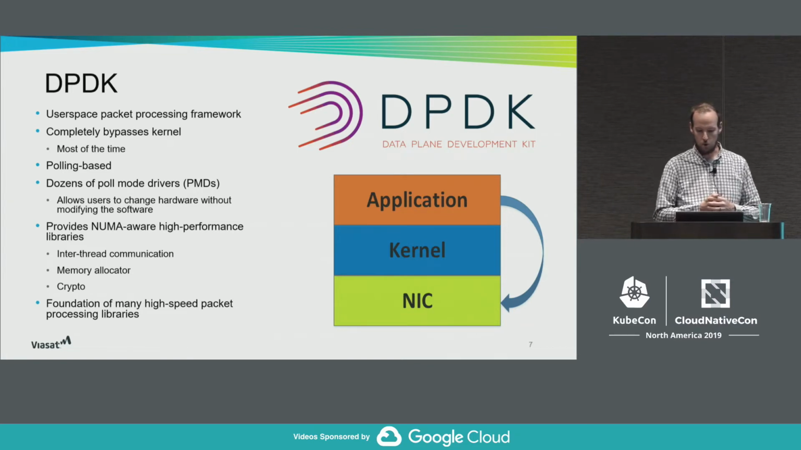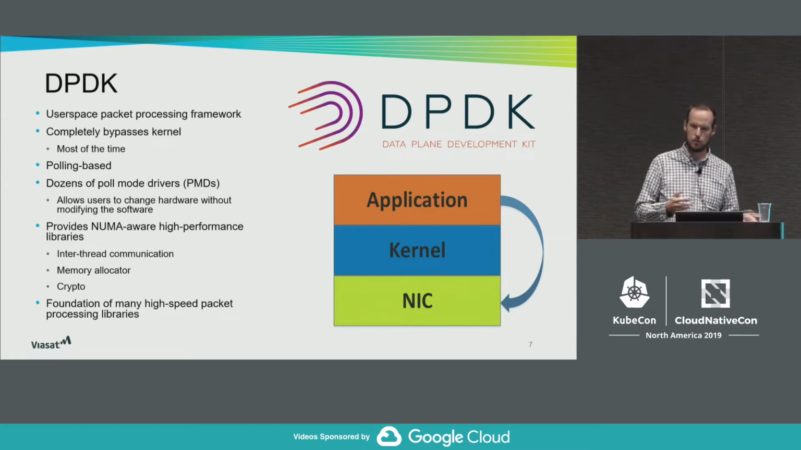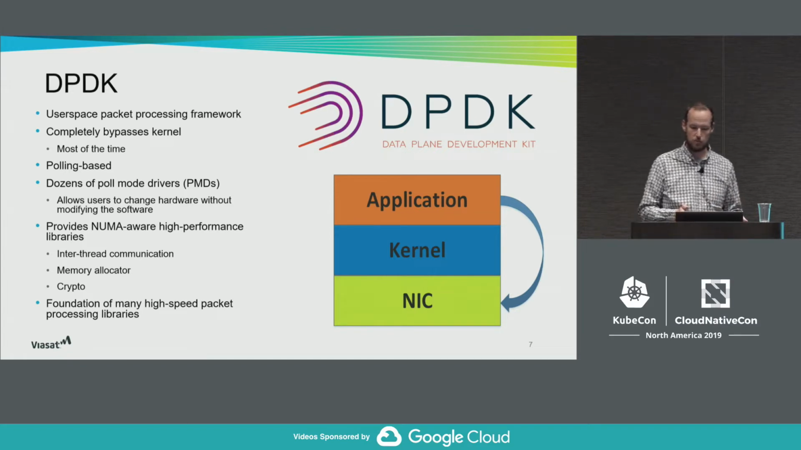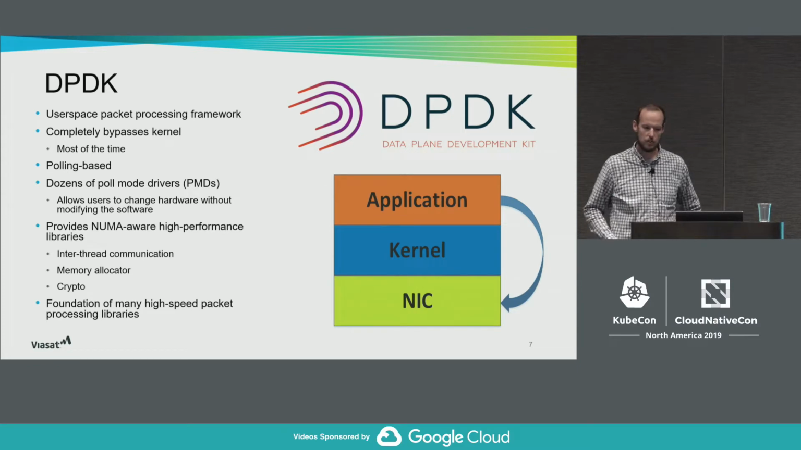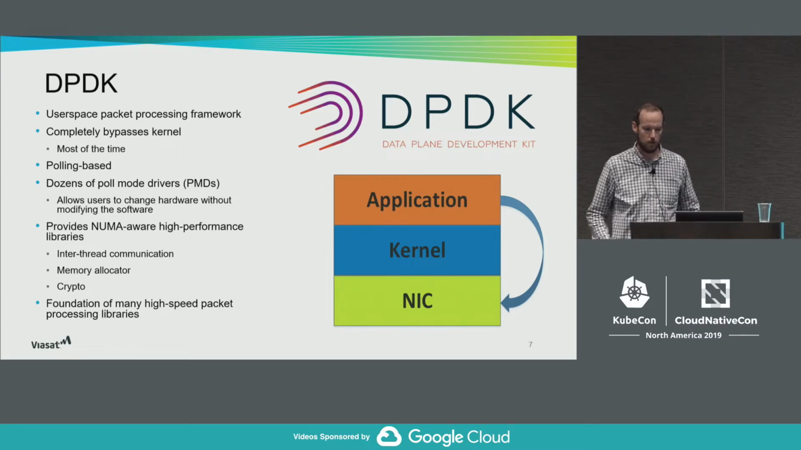There's also dozens of poll mode drivers. These are what DPDK calls the drivers that are used with it. And the poll mode drivers are nice because they allow you to write an application using the DPDK API. And if you switch to a different type of hardware or a different network card, you should only have to switch the driver underneath it and not change any of your code. And usually that works, but if you're using some of the more sophisticated features in DPDK, you might not get one-to-one parity between manufacturers. But from a high level, it works pretty well.